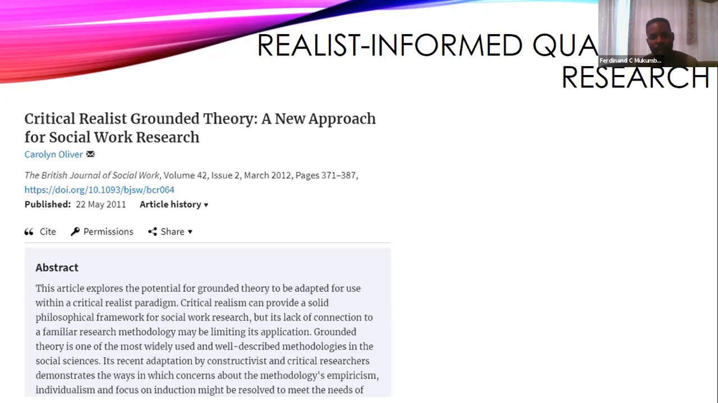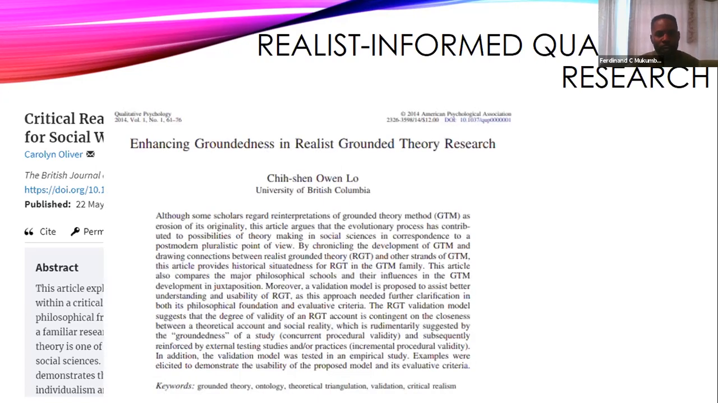And so we now move to a level of theorizing where people want to make certain that their theories are more evidence-based and tighter. And so we have a lot of people now borrowing notions from critical realism to enhance their grounded theory. And I think that already in the year 2011, people started thinking about mixing these two paradigms. We have another author who tried enhancing groundedness in realist grounded theory.